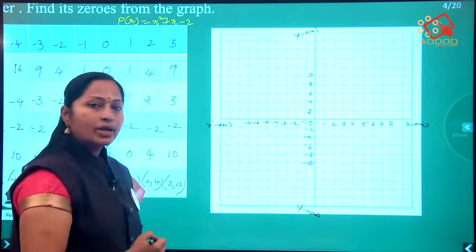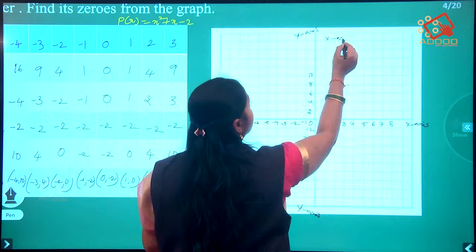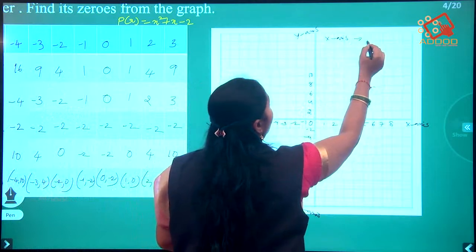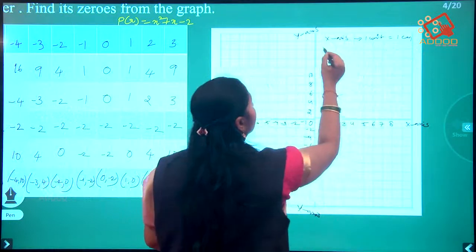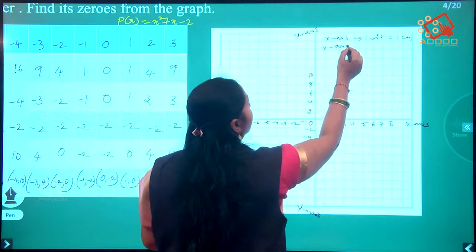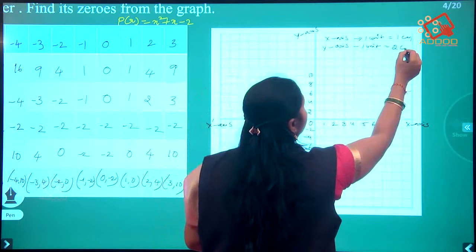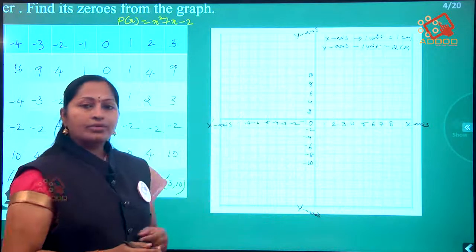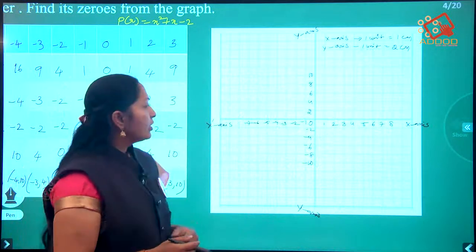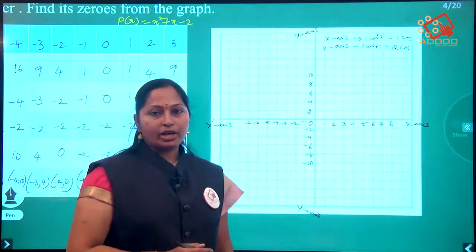Okay students, now write the units that we have taken. In the x-axis, 1 unit is equal to 1 centimeter. In the y-axis, what have we taken? Here 1 unit is equal to 2 centimeters. Write this very carefully. For writing this, 1 mark will be allotted. Now our graph is ready. Now we are going to plot these points on the graph paper.